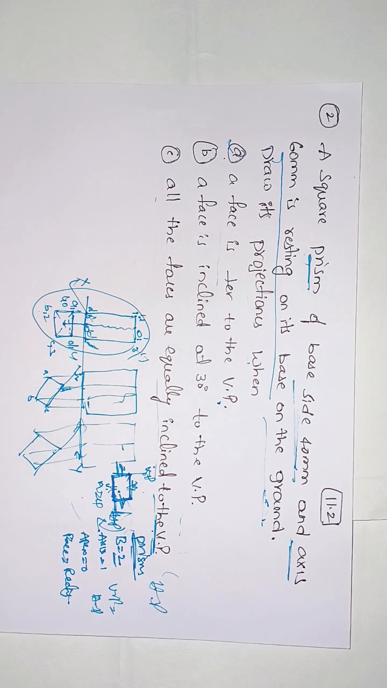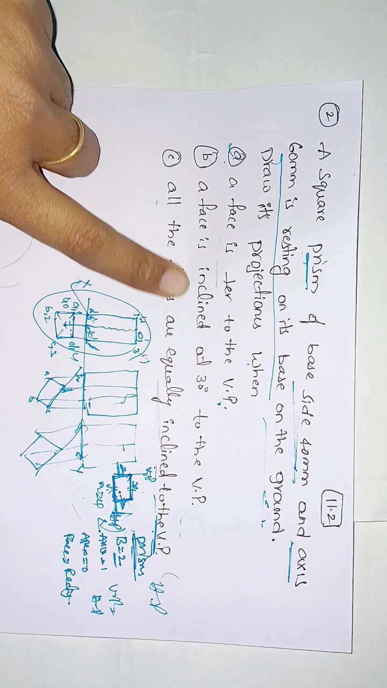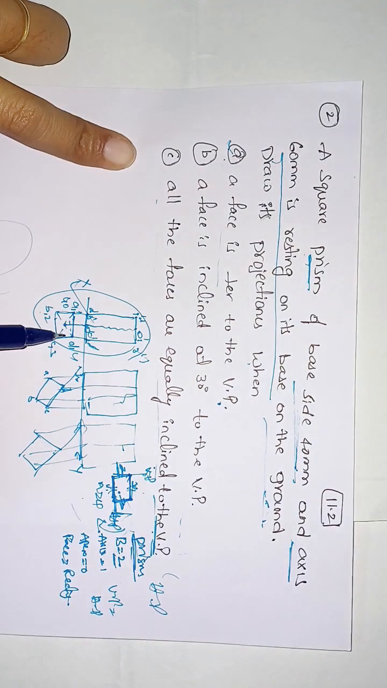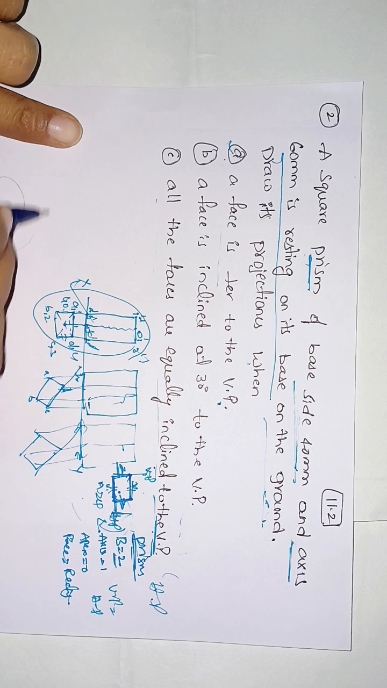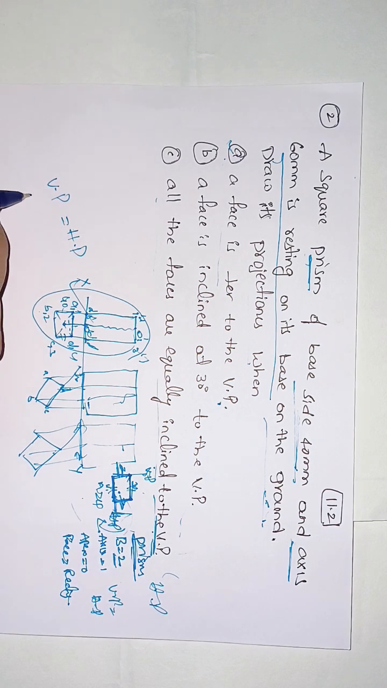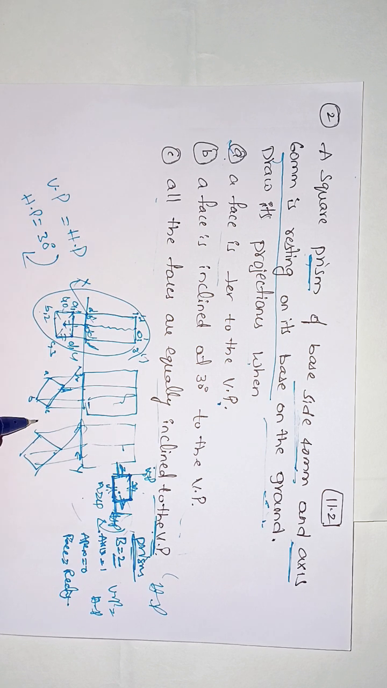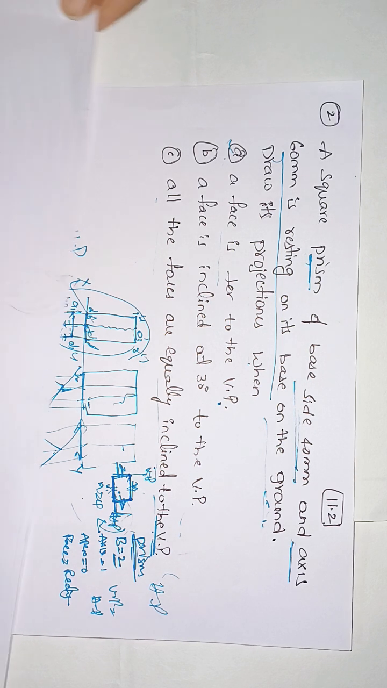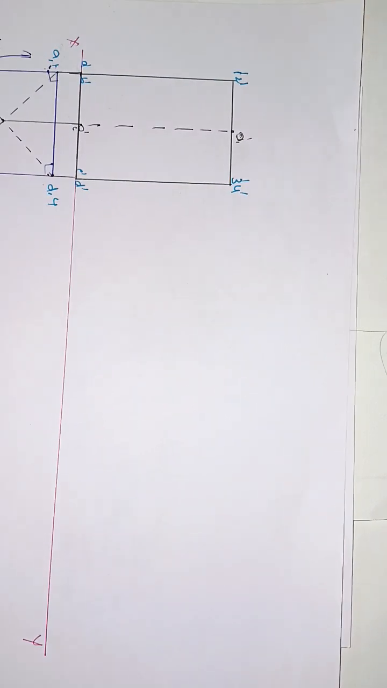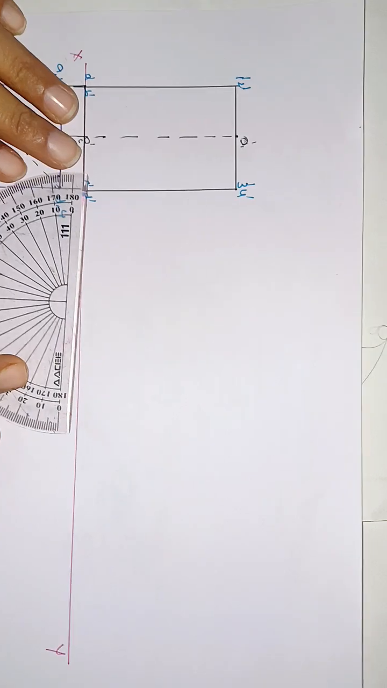And the second one: a face is inclined at 30 degrees to the VP. Any face, you have to select any face that is inclined at 30 degrees to the VP. 30 degrees to the VP means definitely it is situated on the HP, and the angle to the HP is equal to 30 degrees. In the HP, definitely it is in the clockwise direction. So it comes on the downside of the angle, that is 30 degrees. So I have to draw a 30 degree angle. So take a protractor, place here.